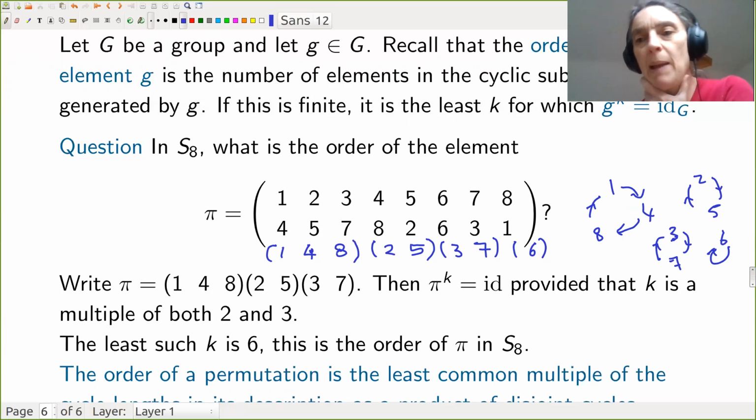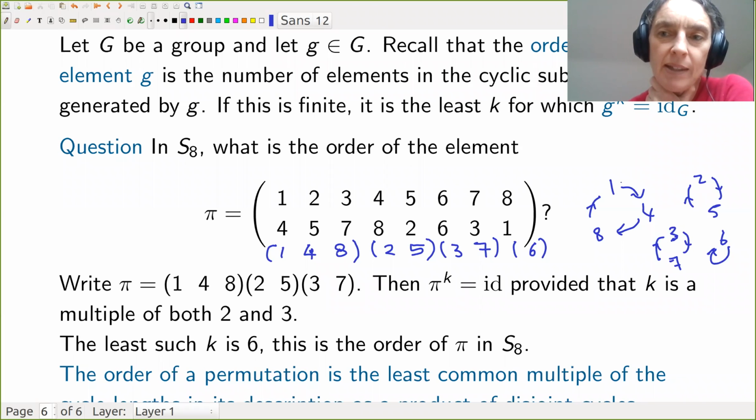And you can observe that if you apply pi once to the 3 cycle here, then 1 is moving to 4, 4 to 8, and 8 to 1. If you apply pi twice, 1 is going to go to 8, 8 to 4, and 4 to 1. But if you apply pi 3 times, then you're going to take 1 to 1, 2, 3 to itself, 4 and 8 also to themselves.